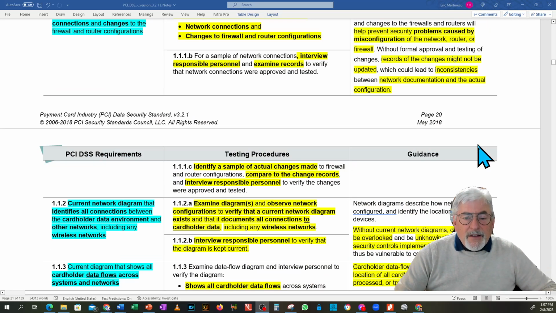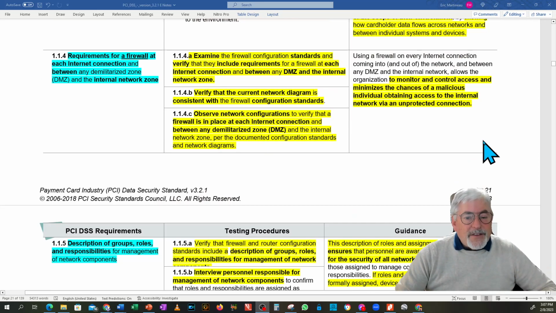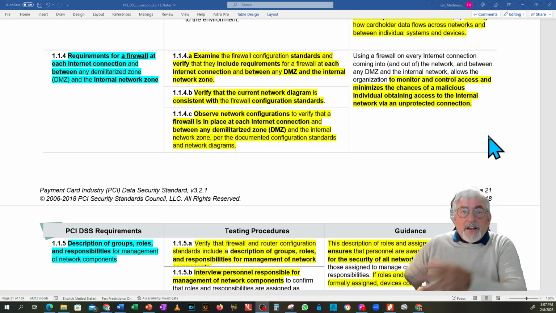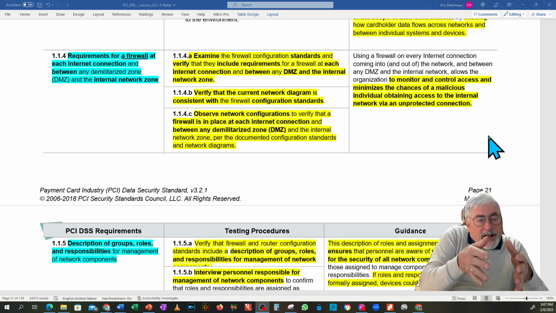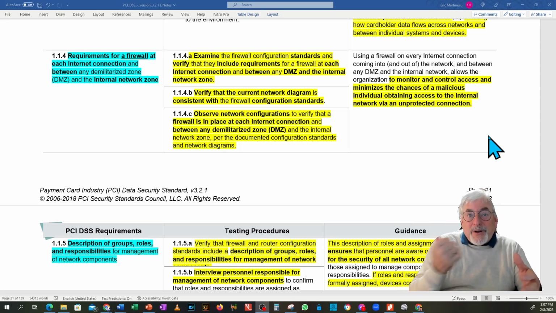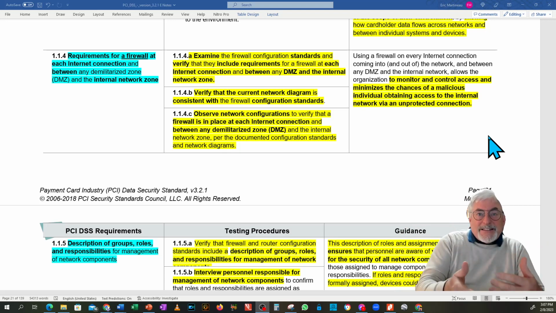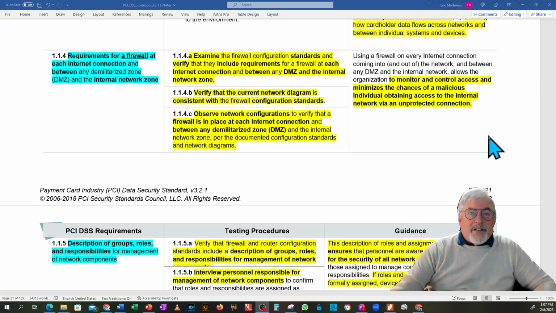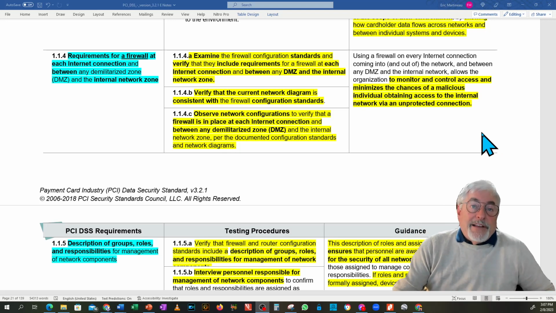Okay, and then again, the guidance on this, the why. Why are we trying to do this? Using a firewall on every internet connection coming into and out of the network, because if they can get into the area where you've got credit card data stored and they can ship it out, you got to block that too. So let's say somebody sneaks in, okay, they snuck in. That's a breach. But were they able to ship it out? Because unless they can send off 10,000 credit cards that you have stored, they don't get them, right?